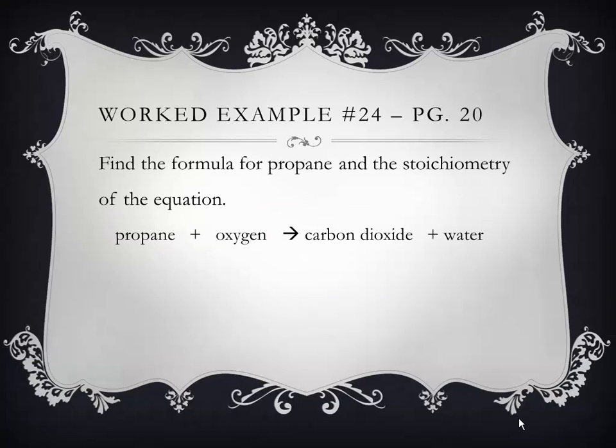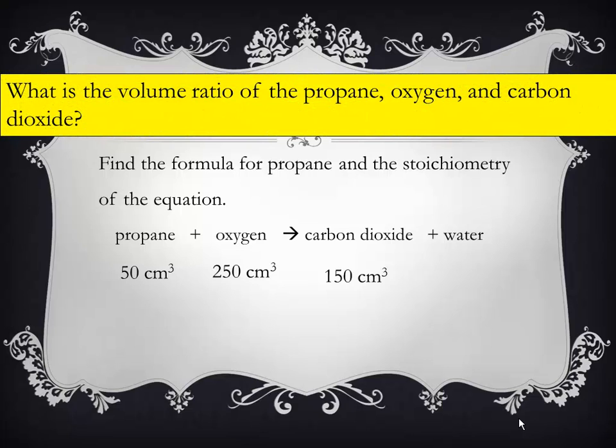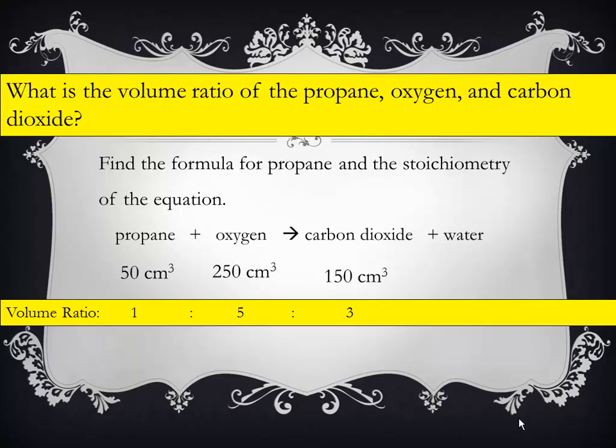Here is an example to find the formula for propane and the stoichiometric equation of your reaction. So let's say we don't know what propane is, even though we know what propane is. It reacts with oxygen, makes carbon dioxide and water. Here are your given volumes: 50 centimeters cubed of propane, 250 of oxygen, and 150 of carbon dioxide. Knowing those volumes, you can figure out the stoichiometric ratios by doing large over small. So oxygen would be 5, propane is 1, and carbon dioxide is 3. Just divide large over small.